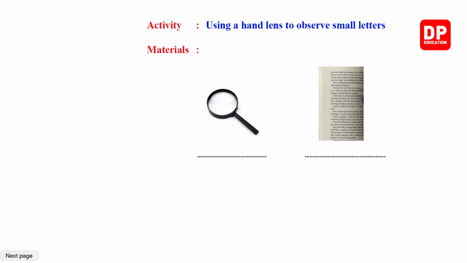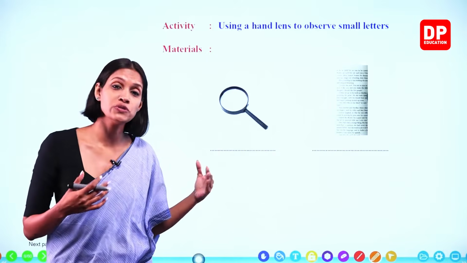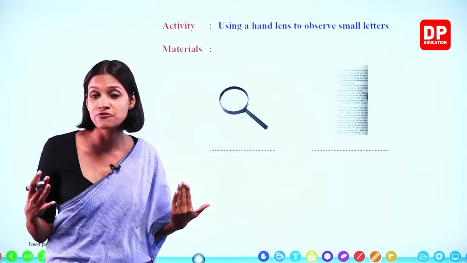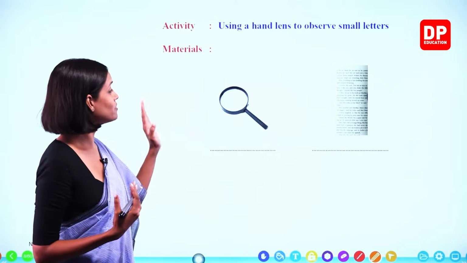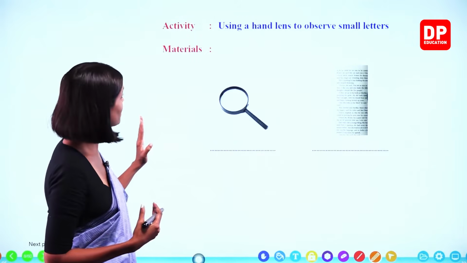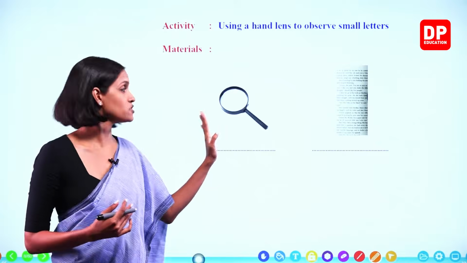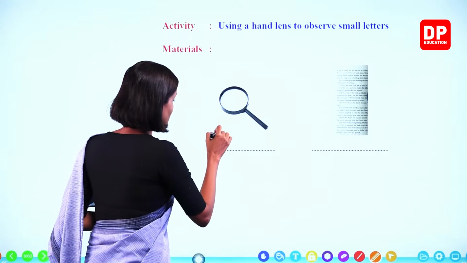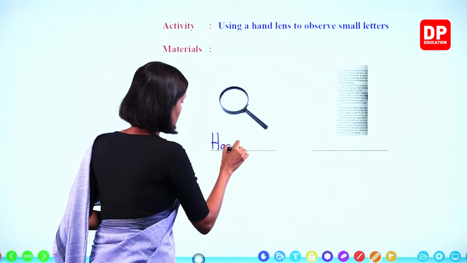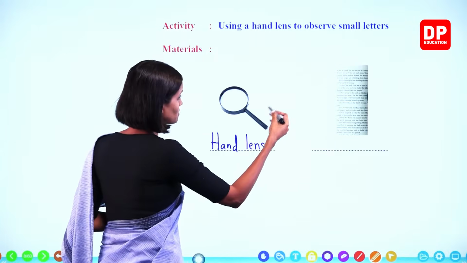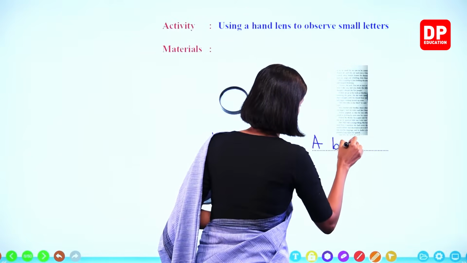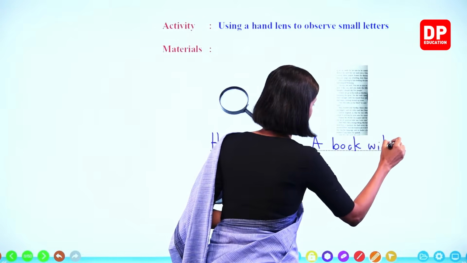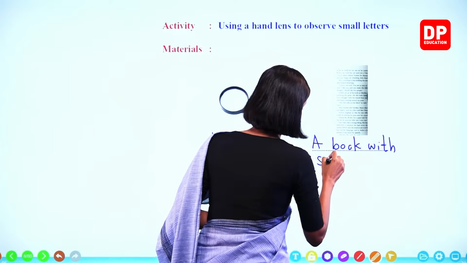Right, we have another activity to do. This time we are going to use a hand lens to read the small letters. Now we already used different types of other objects with curved surfaces to read small letters, to magnify the letters. This time we are going to use a hand lens for that purpose, okay? Using a hand lens to observe small letters. So what do we need? We need a hand lens, and we need a book with small letters.